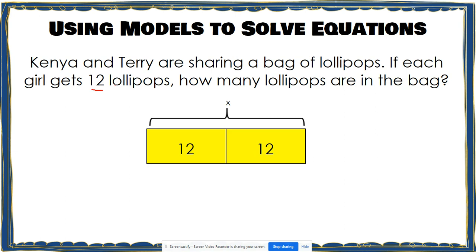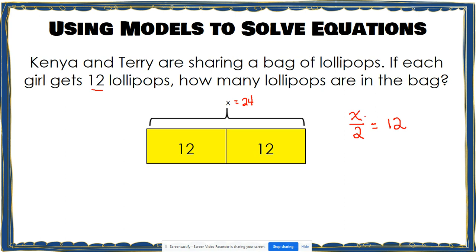I can show this on an equation by saying that x was being divided by 2 equal pieces, and each of those equal pieces is 12. Now, to figure out what the value of both is, I know that I have 2 12s, so I can multiply 12 times 2, and I can get 12 times 2 equals 24. So the value of x is 24.